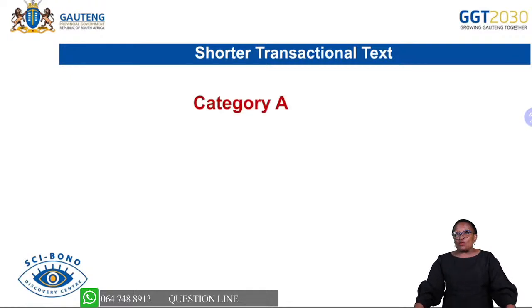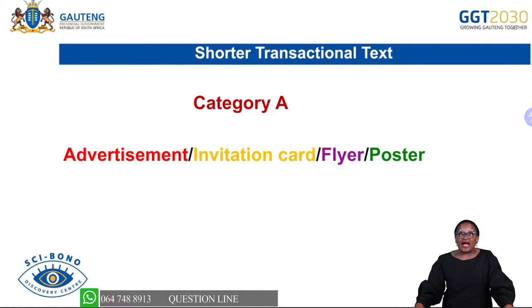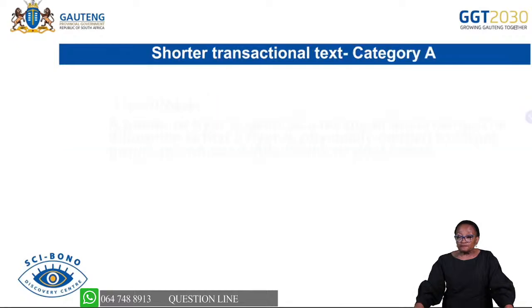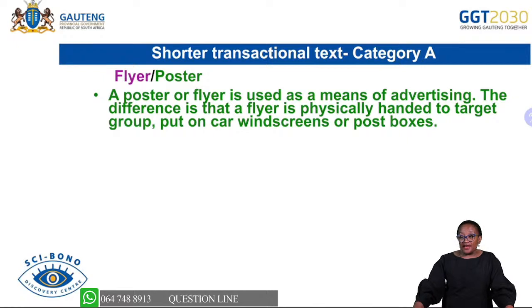Right, let's have a look at our category A, which is an advertisement, an invitation card, a flyer, as well as a poster. What is a flyer or a poster? A poster or flyer is used as a means of advertising. The difference is that a flyer is physically handed to the target group. Sometimes it's put on car windscreens or in post boxes.